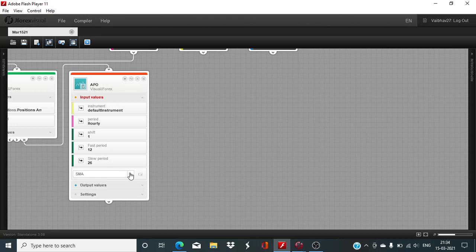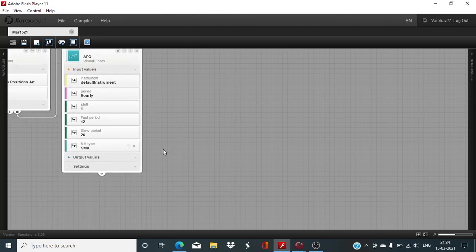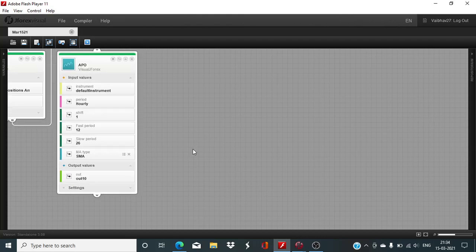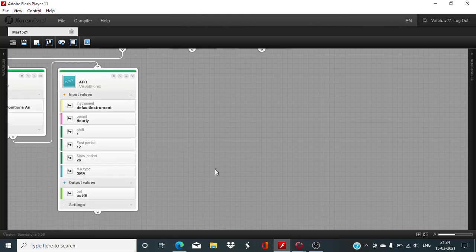Now here you can change the moving average type. You can take any moving average as per your convenience. I will simply keep it simple moving average. Then depending on that we get the output value.